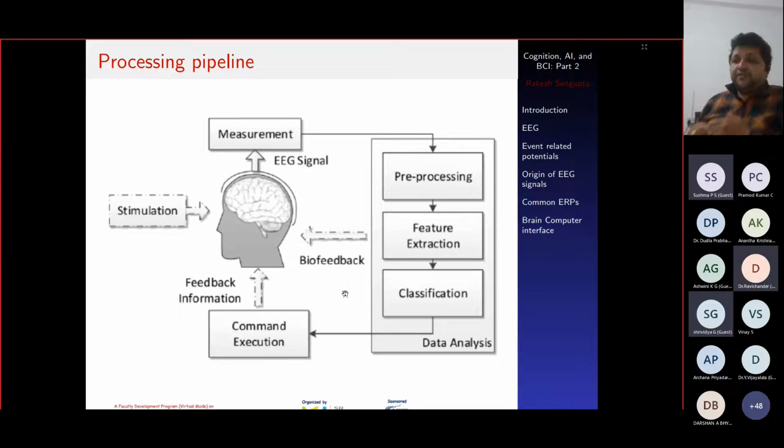In most cases, when developing these BCIs, we have an offline trainer and an online trainer. In the case of the offline trainer, we basically apply our classification algorithms to already recorded data. And in real-time or online applications, we are trying to classify on the fly while the person is giving out EEG signals.